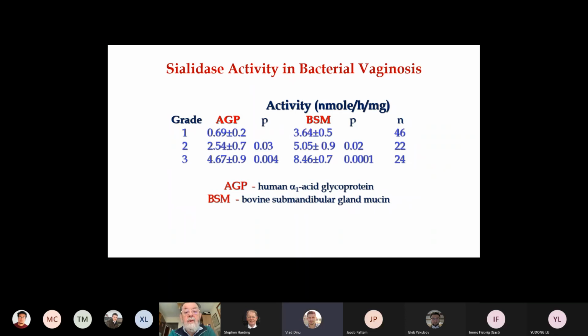Okay, there we are. So here are some figures. These are for the two glycoproteins that I mentioned. On the left-hand side, you can see grade 1, 2, 3. 1 is effectively normal, 3 is strong BV positive. You can see there is a strong correlation. If you compare grade 3 with 1 with both of these substrates, there is a significant increase in sialidase activity.